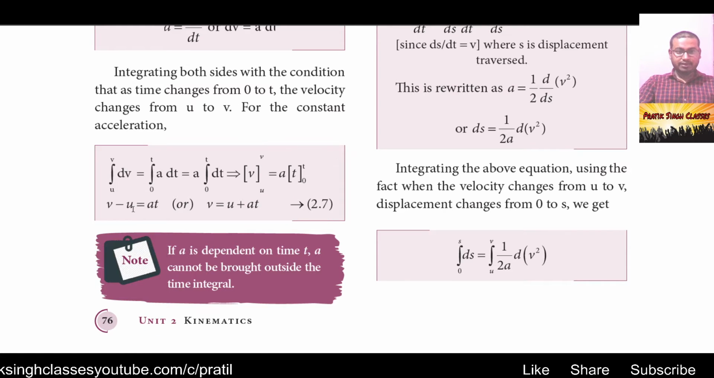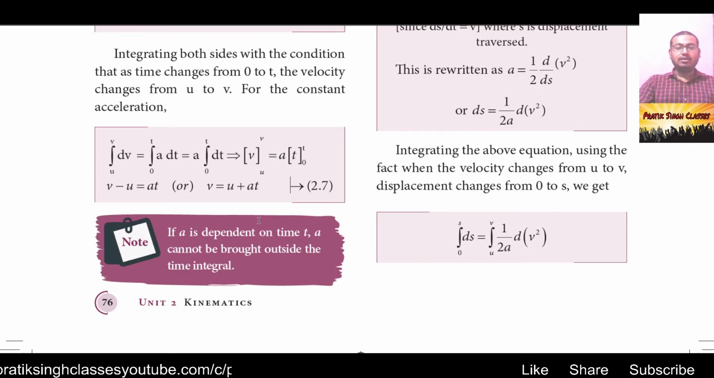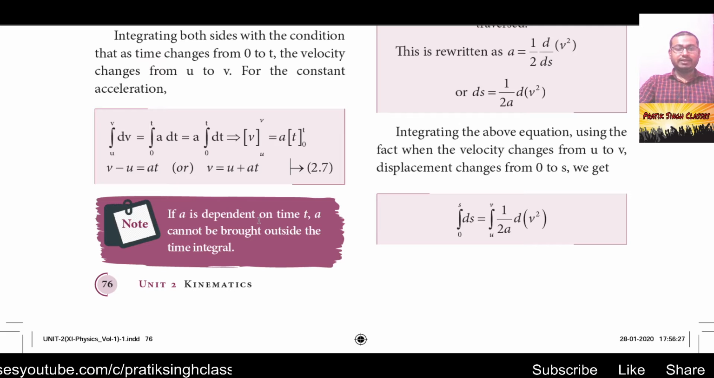Just bringing at to the left hand side and u to the right hand side, we will get v is equal to u plus at. So this is the first derivation or the first equation for motion of the object if it is accelerated with uniform acceleration a. That is, final velocity v is equal to initial velocity u plus acceleration into time t. If suppose a is dependent on time t, a cannot be brought outside the time integral. Here in this equation 2.7, a is taken outside because a was independent of time t, not dependent.